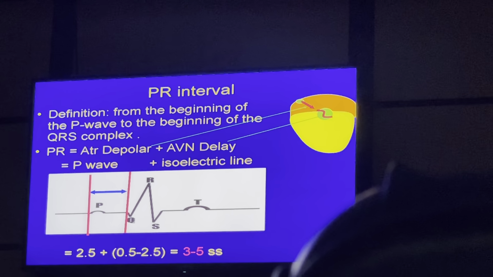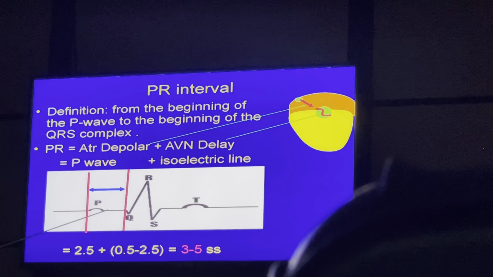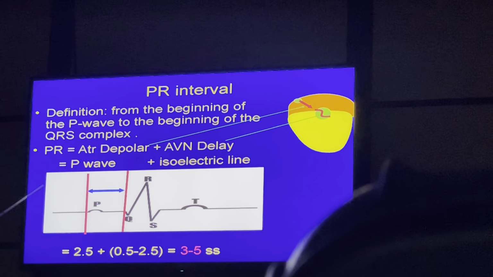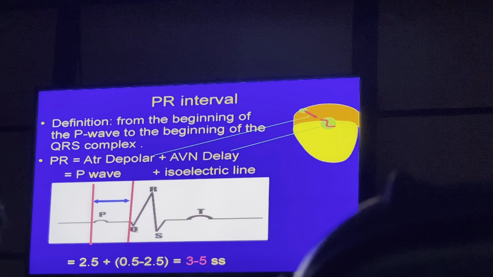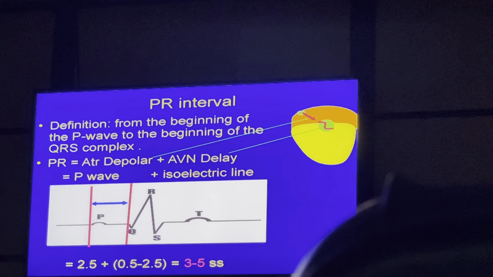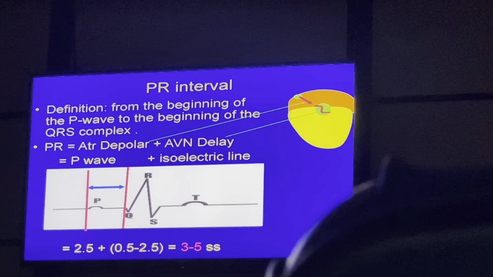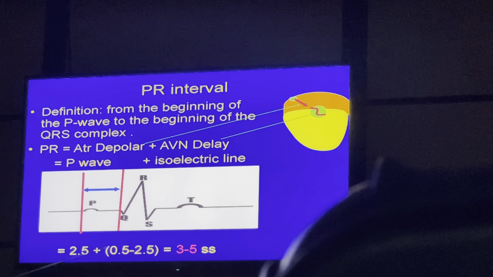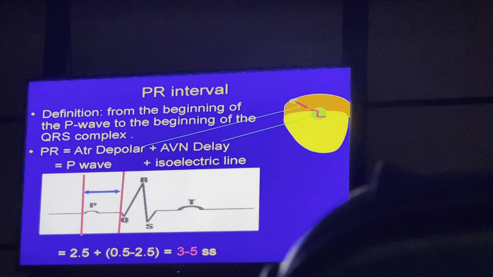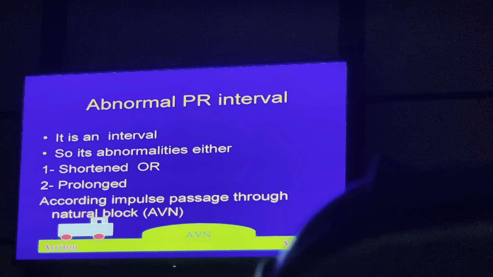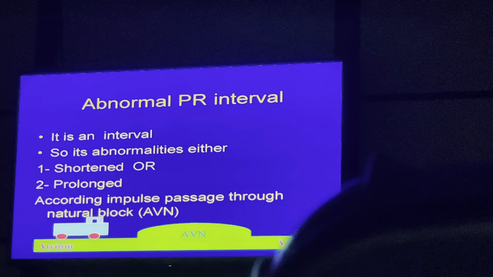Next is the PR interval. The PR interval is from the start of the P wave to the start of the QRS complex. It includes atrial depolarization and AV nodal delay. So the normal PR interval is 3 to 5 small squares. Fine. In this, the changes occur only in the PR segment. The shape of the P wave remains the same. Next. The PR interval can be shortened or prolonged. Next.